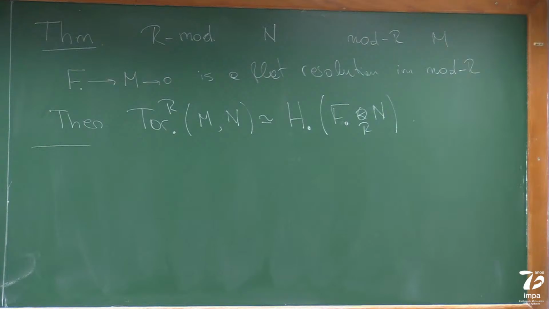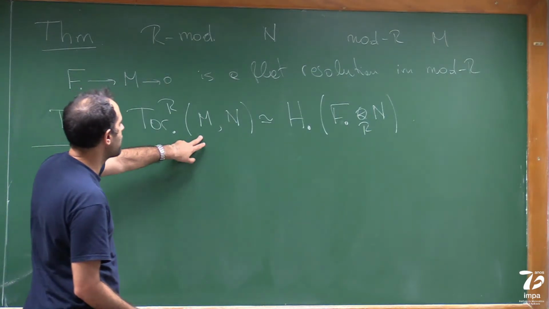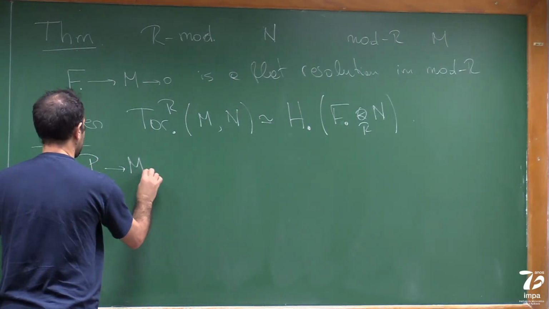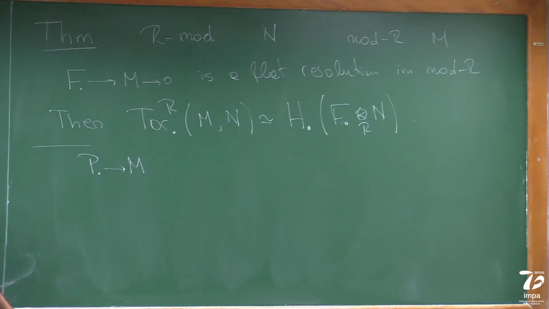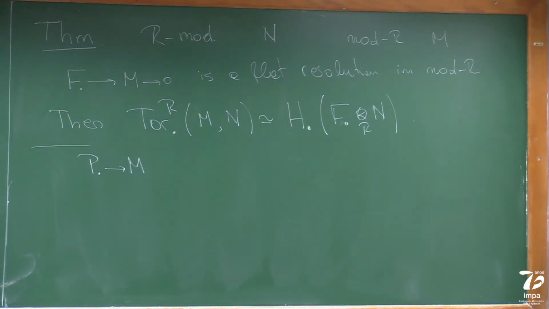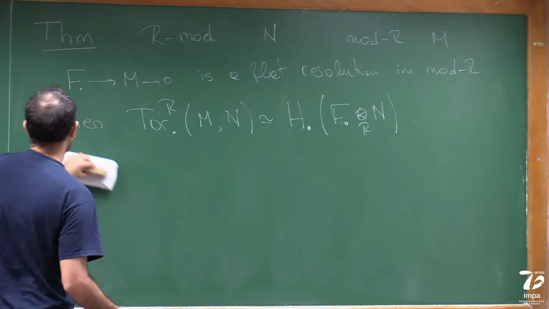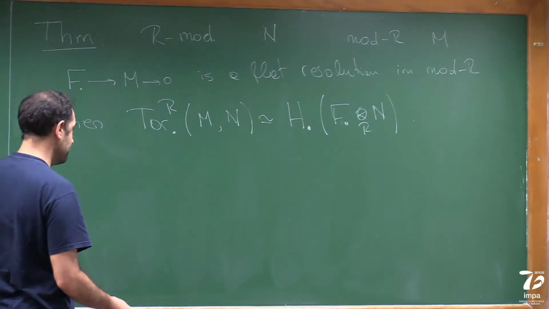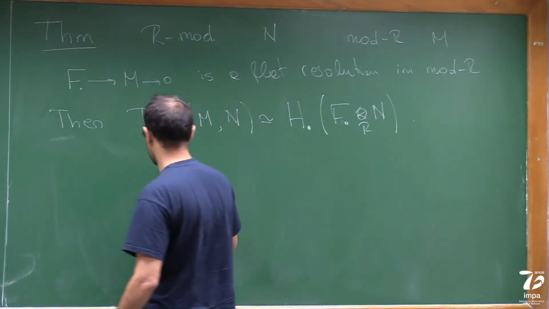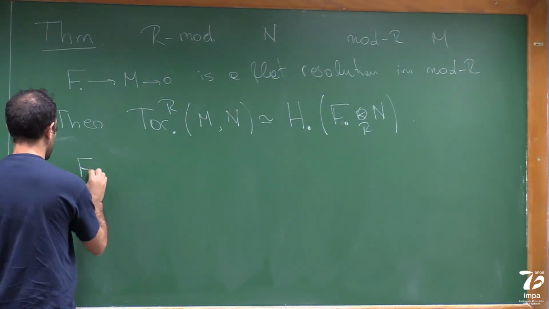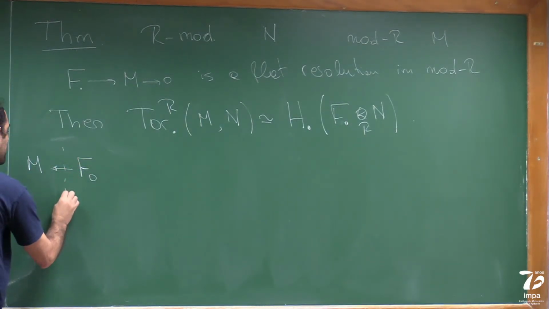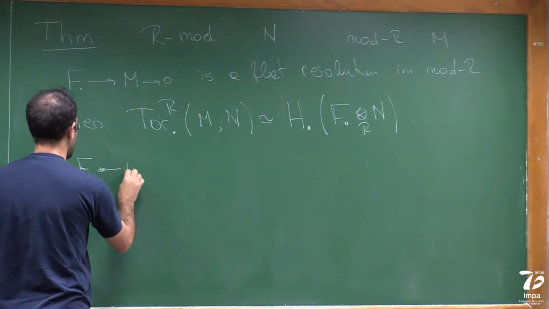Okay, let's check this. How do I compute this guy? We take a projective resolution of M. Probably I'm not going to use this projective resolution, so let's forget about it. Let's compute explicitly what that side is. I'm going to compute this homology. I'm going to have F0 that maps to M. This is not part of my complex. I have F1 and so forth.